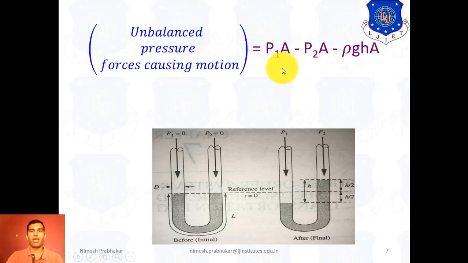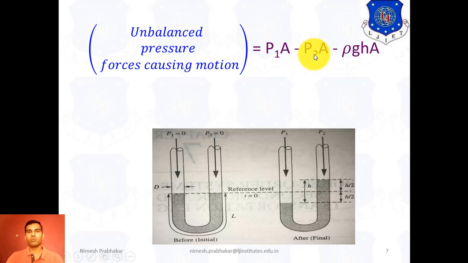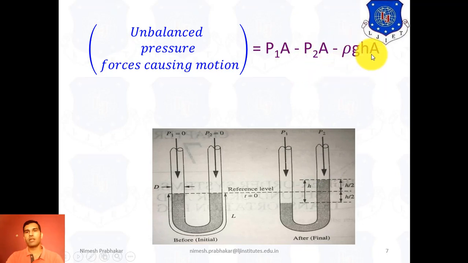So P1 times A comes from the net downward force on the left-hand side. That means, due to pressure 1, there is a downward force P1, and A represents the area. Similarly, this term comes from the net downward force on the right-hand side, this pressure times area. And the last term comes from the weight of the additional mercury. Because of this additional mercury weight, this term comes. So this is nothing but rho g times h times A.